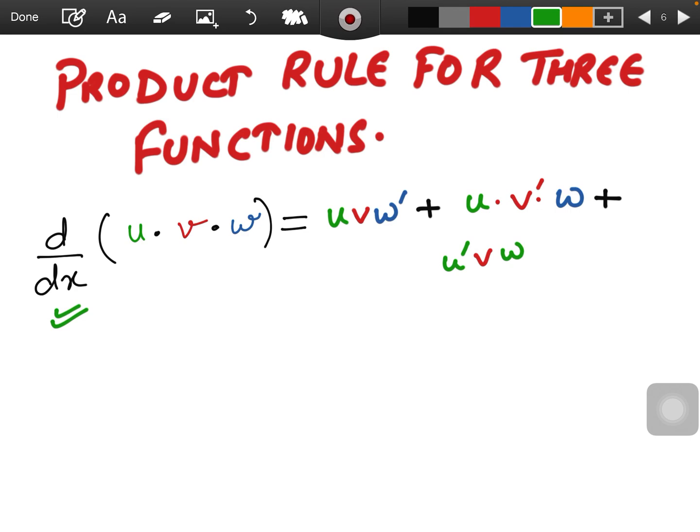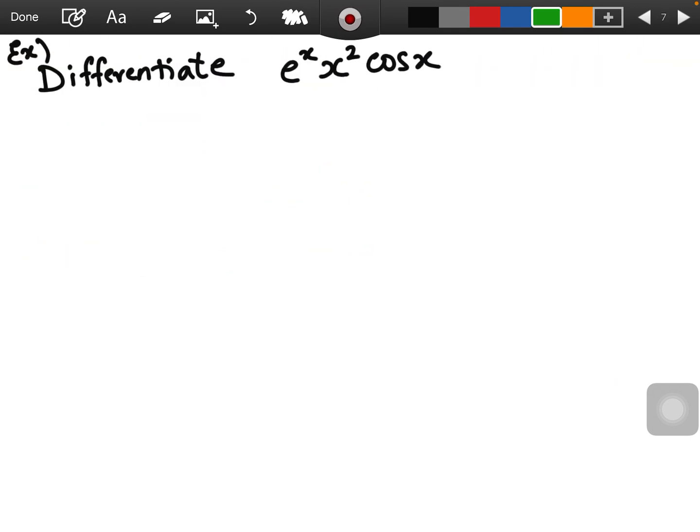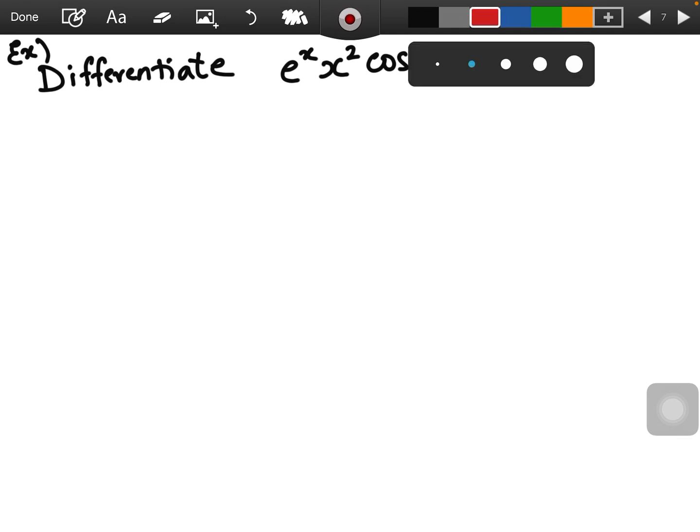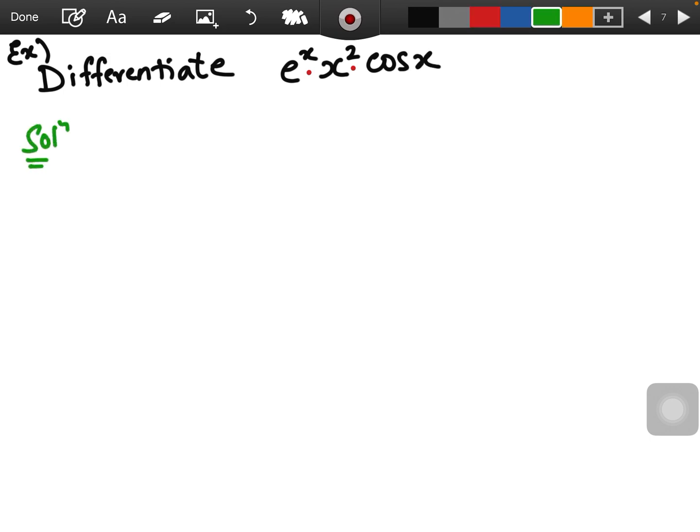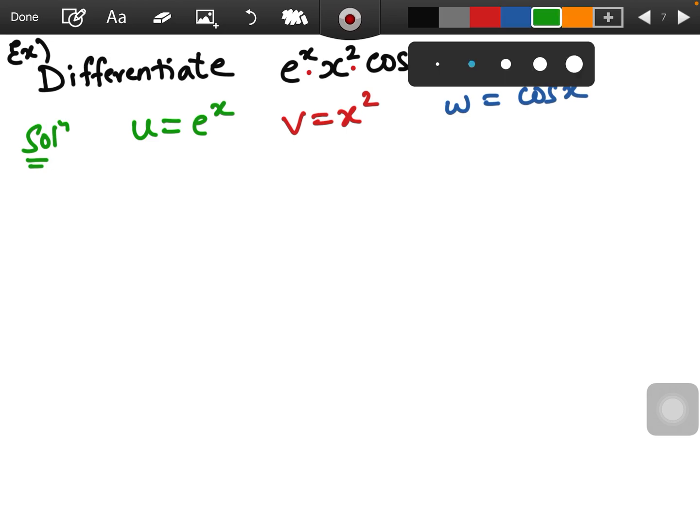So by applying this logic, we'll try to differentiate a function which has three terms in product. In the solution, before applying the formula, we are taking u as e to the power x, v as x square, and w as cos x. What next? Yes, you are thinking correct. We will find the primes.